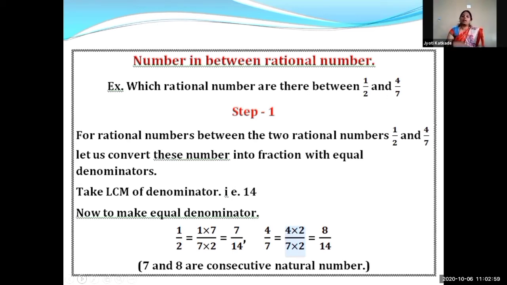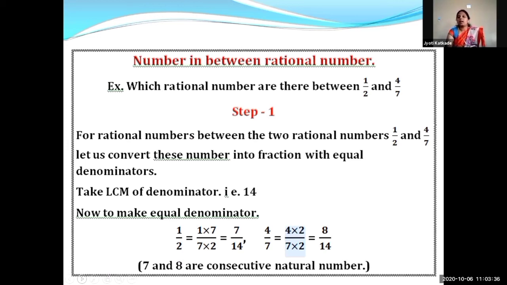Now to make equal denominator, we have to multiply the fraction 1/2 by 7. 7 1s are 7 and 7 2s are 14. Means here we have made the denominator the same only. That is 7/14, and multiplying 4/7 by 2, we get 8 and 14. Okay, now our numbers are 7/14 and 8/14.